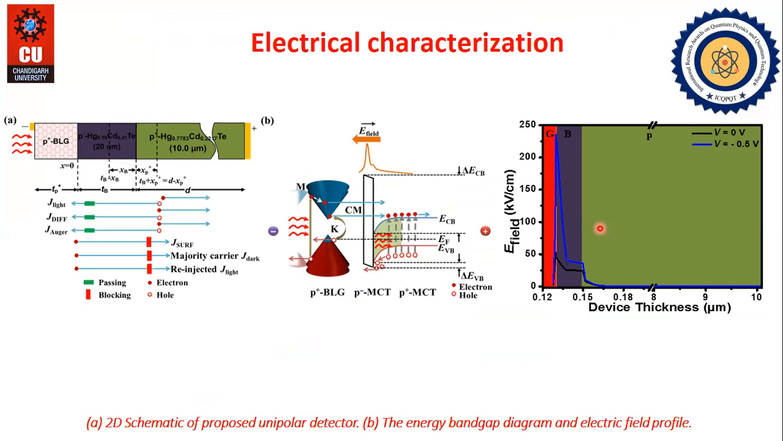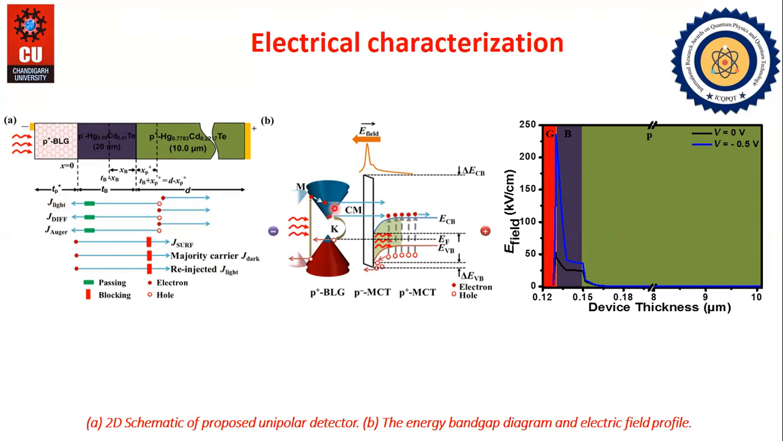To further demonstrate the barrier blocking phenomena of dark current density in the proposed unipolar detector, the spectral distribution of current density components is shown in this figure. Placing the barrier layer in the unipolar detector will filter out the surface leakage current density, majority carrier dark current density, and re-injected light current density, while allowing the passage of the light current density, diffusion current density, and Auger limited current density.